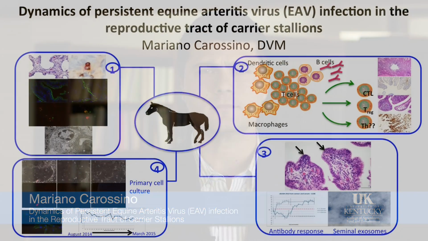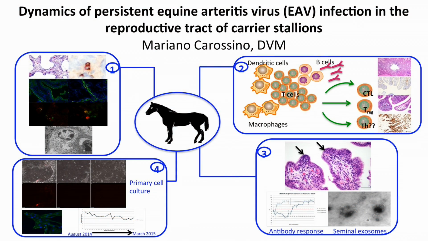Persistently infected stallions, also known as carriers, can continuously shed the virus in their semen for extended periods of time, and the virus localizes exclusively in the reproductive tract. Currently, the mechanisms that lead to the establishment and maintenance of persistent infection in the reproductive tract are not well understood. My project is focused on elucidating the mechanisms that allow equine arteritis virus to establish persistent infection in the reproductive tract of the stallion.